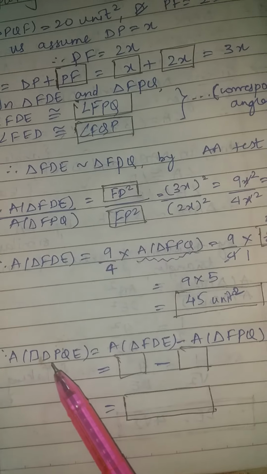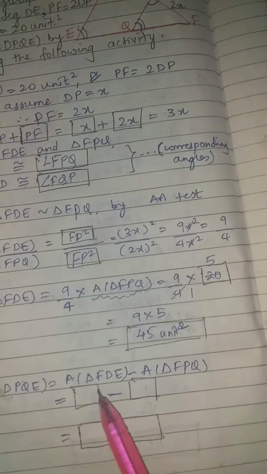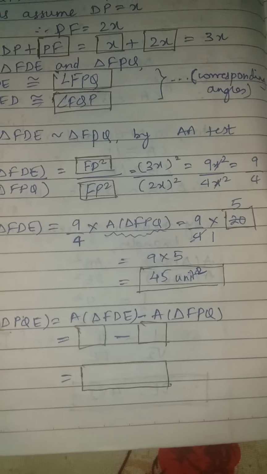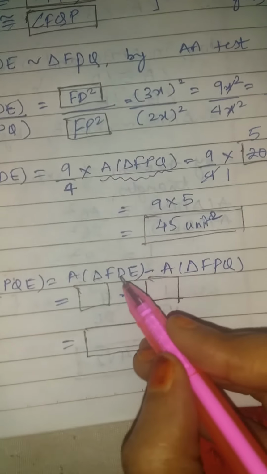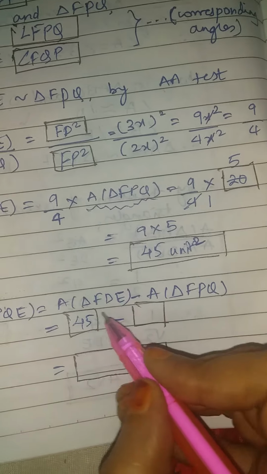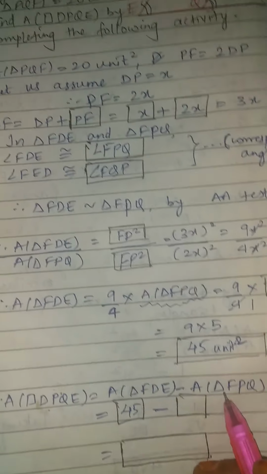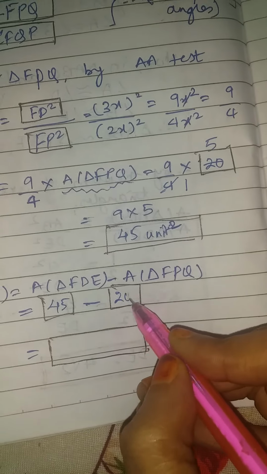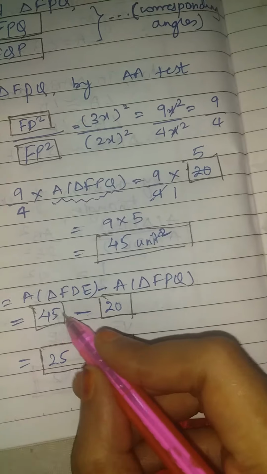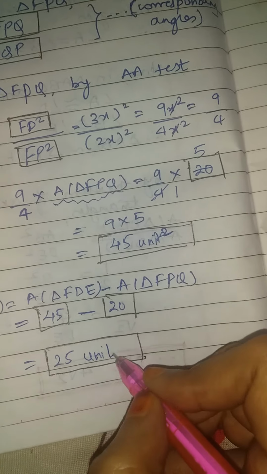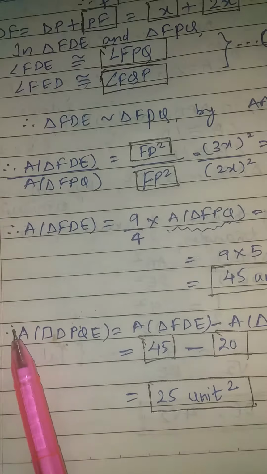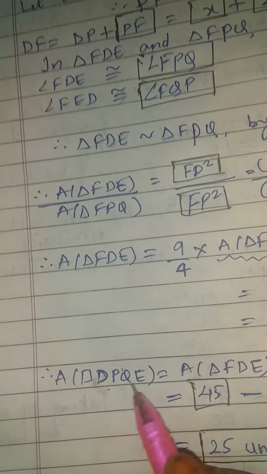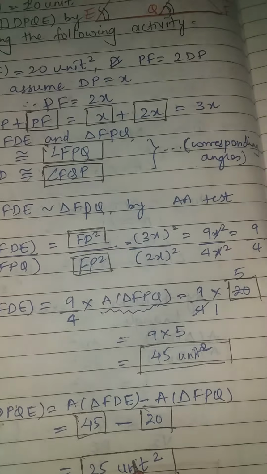So the area of the quadrilateral DPQE is equal to area of triangle FDE, the bigger one, minus area of triangle FPQ. Now the area of the bigger triangle we have just worked out, and the answer comes out to 45 unit square, minus the area of the triangle FPQ. It's already given in the question as 20 unit square. So putting the values as 45 minus 20, your answer is 25. So the final answer is area of quadrilateral DPQE is equal to 25 unit square.